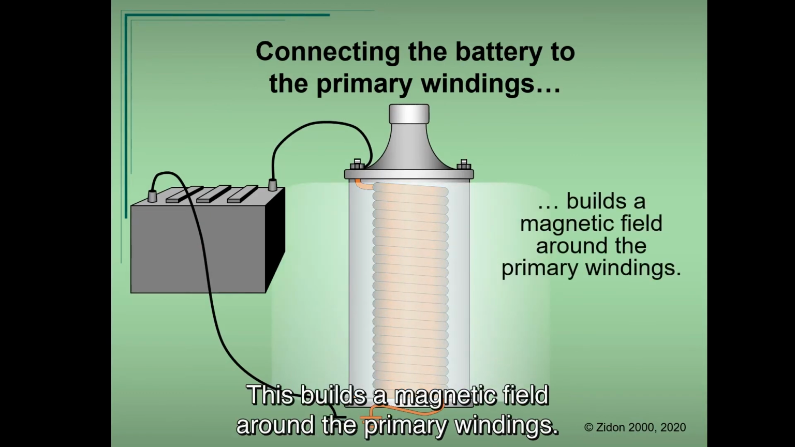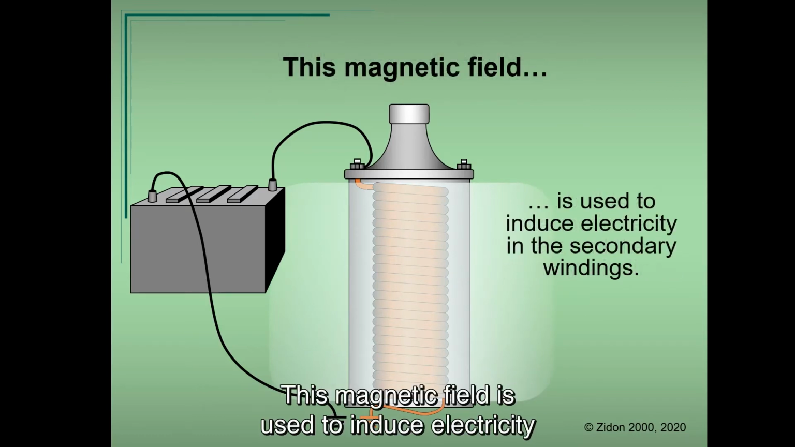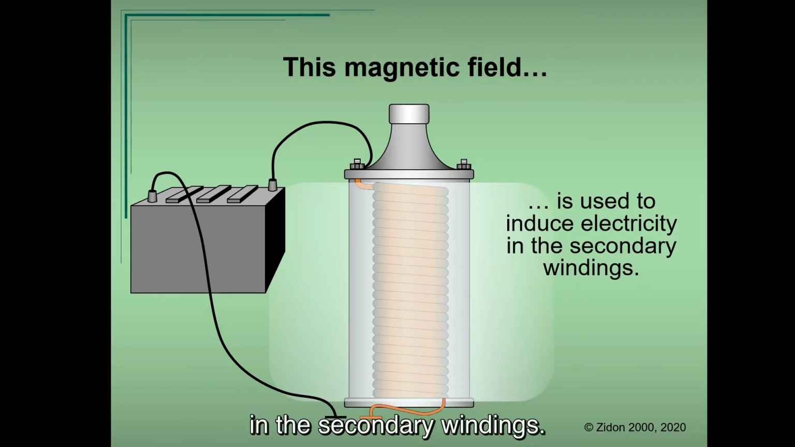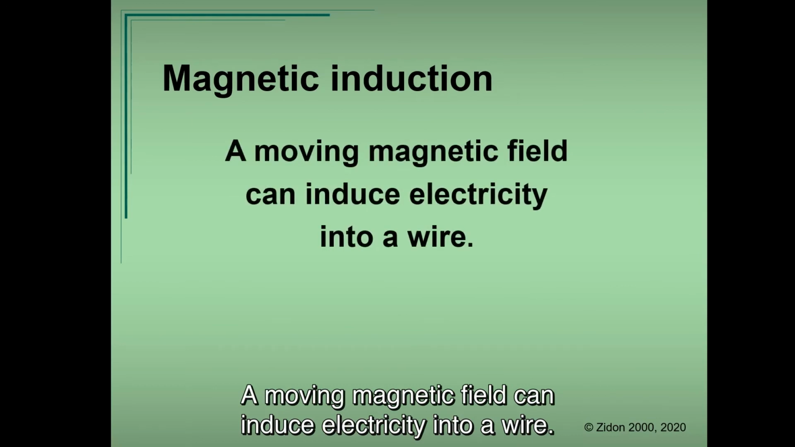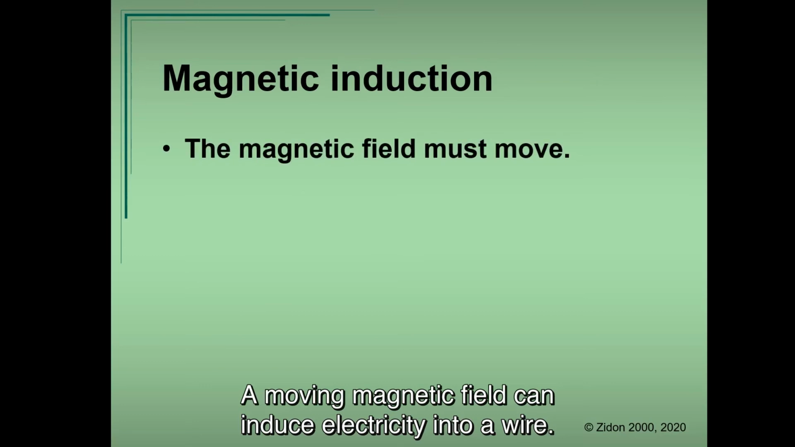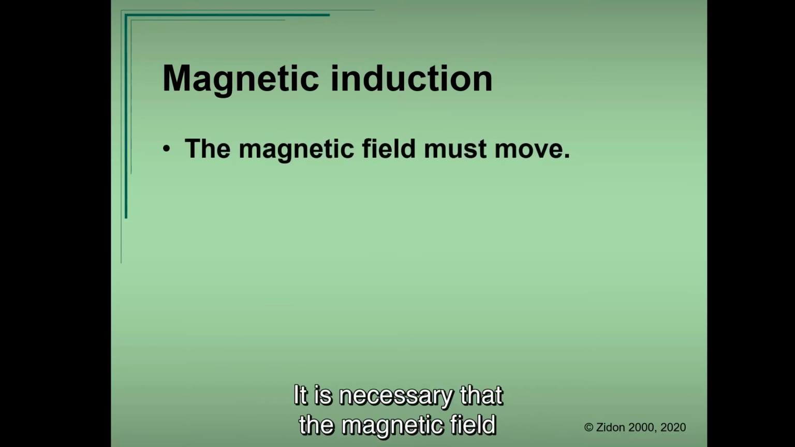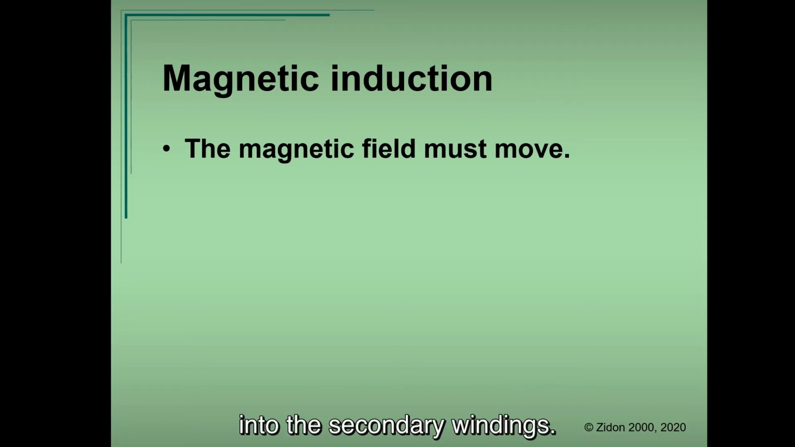The battery is connected to the primary windings. This builds a magnetic field around the primary windings. This magnetic field is used to induce electricity in the secondary windings. A moving magnetic field can induce electricity into a wire. It is necessary that the magnetic field move in order to induce the current into the secondary windings.